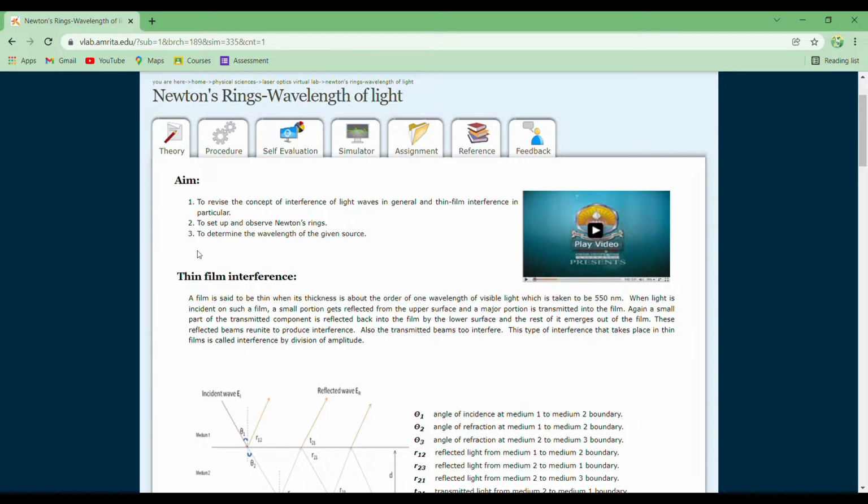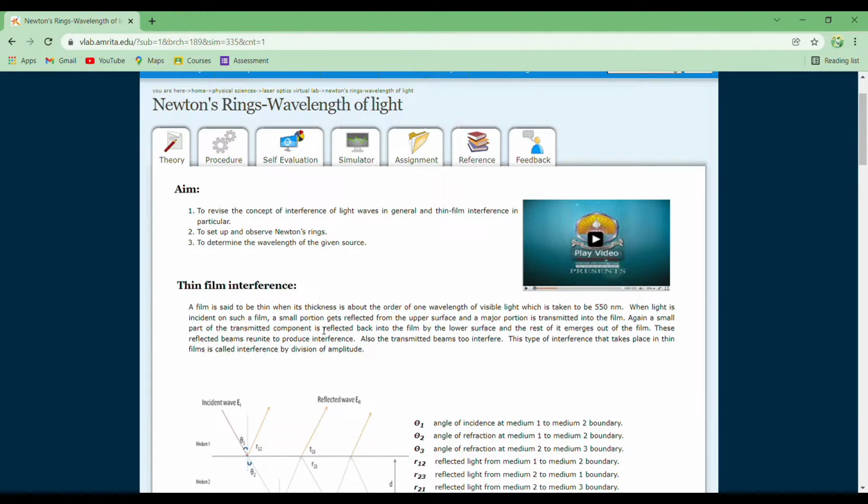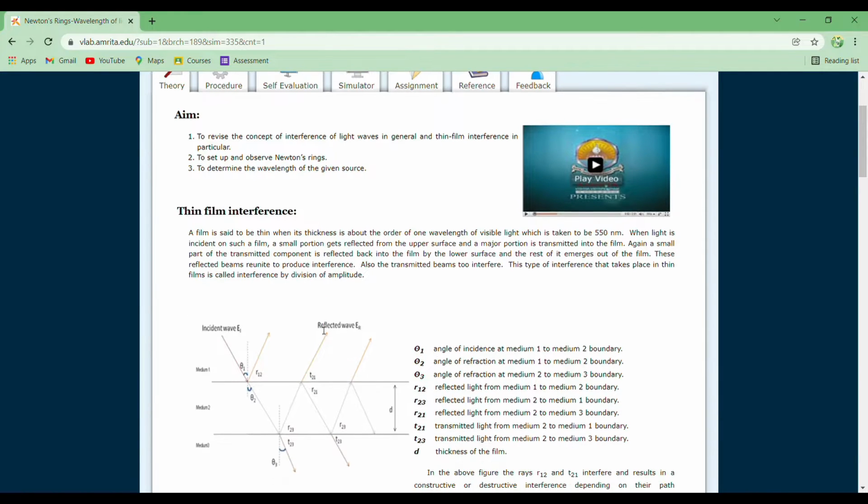Basically, Newton's ring is based on the thin film interference phenomenon. We all know what interference is. Interference is the superposition of light waves coming from any two sources. This is based on the interference of light with a thin film.